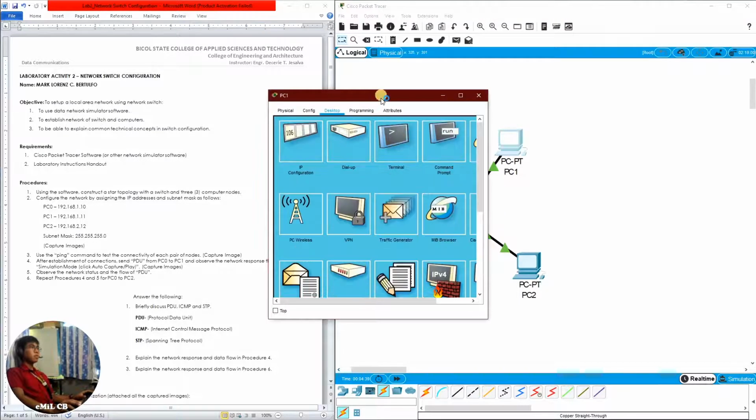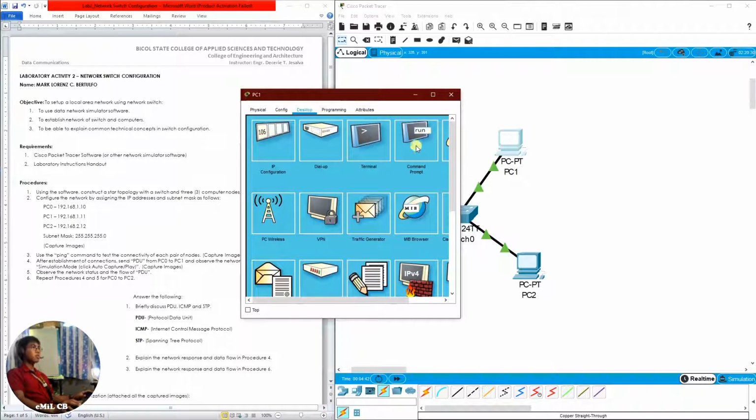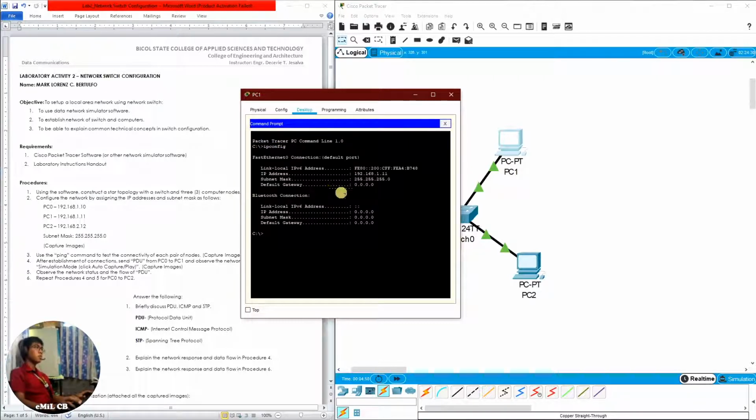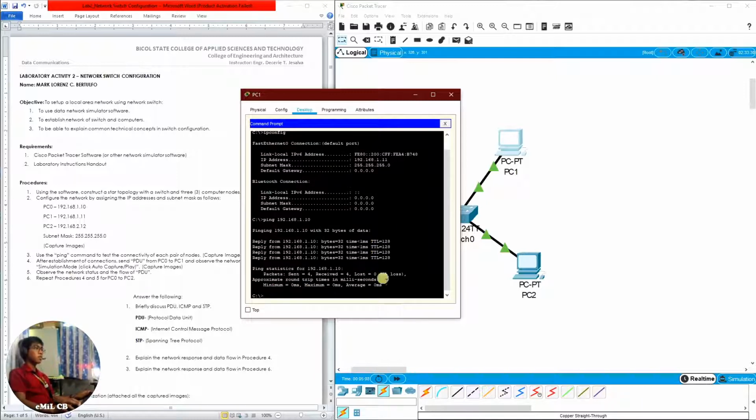Next is for PC1. We are going to test the connectivity of PC1 to PC0 and PC2. ipconfig. The PC1 uses 192.168.1.11. We are going to ping PC0, which has 192.168.1.10. It uses 32 bytes of data. Ping statistics 0% loss, and the approximate round trip time in milliseconds, the average is 0 milliseconds.